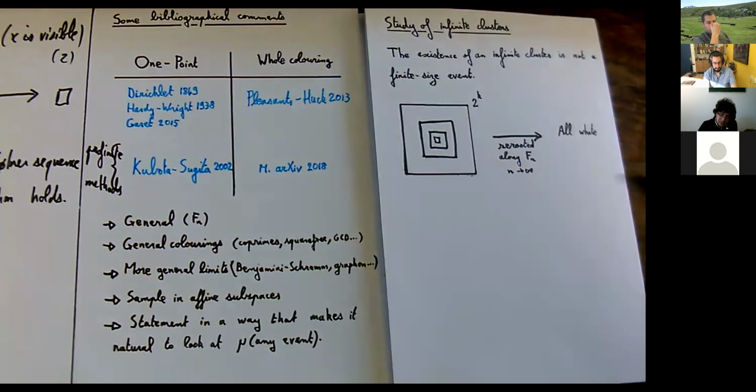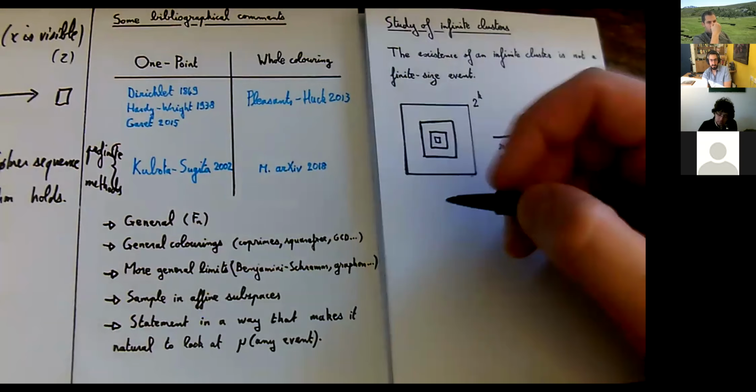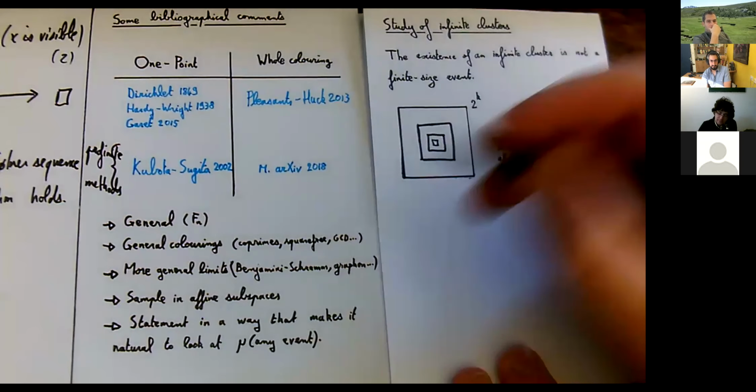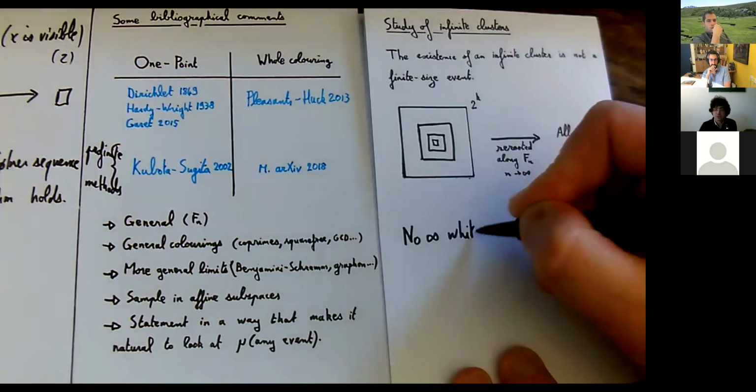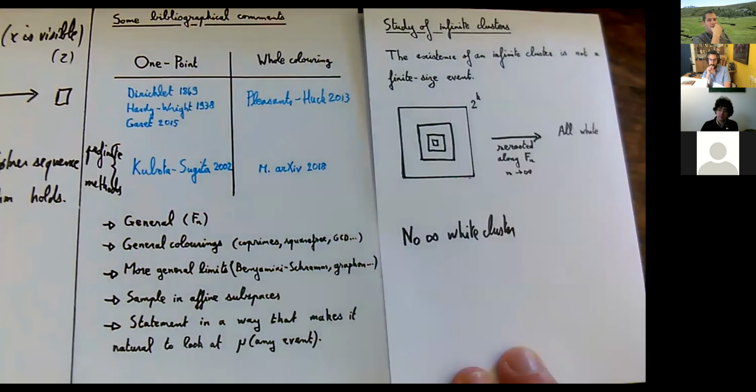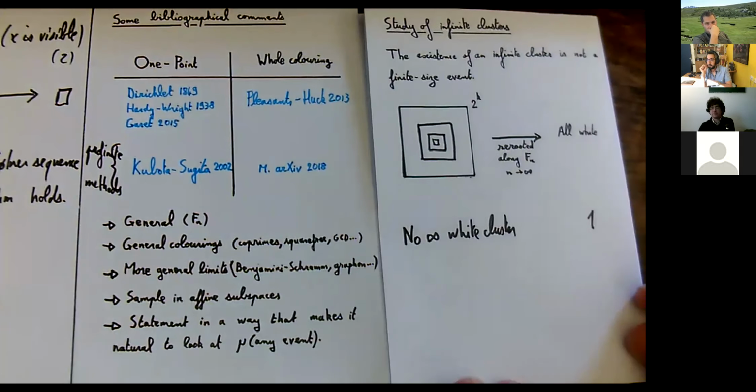And on the left-hand side, we have no infinite white cluster because of this black stuff. And on the right, we have one infinite white cluster. Everything is white.